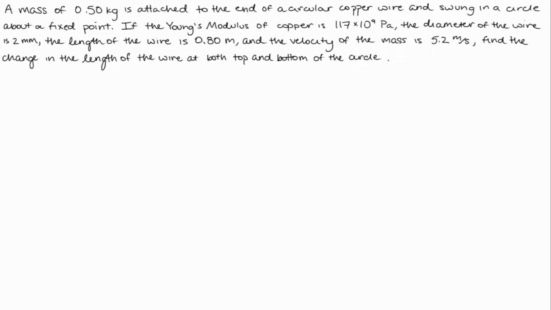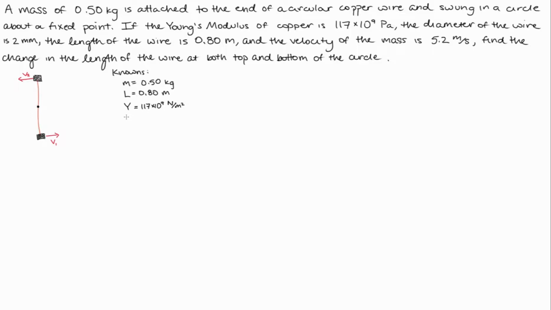We will refer to when the mass is at the bottom of the circle with the subscript 1, and when it is at the top with the subscript 2. Now we will list our knowns and unknowns. The mass is 0.50 kilograms. The length of the wire is 0.80 meters. The Young's modulus of copper is 117 times 10 to the 9th newtons per meter squared.